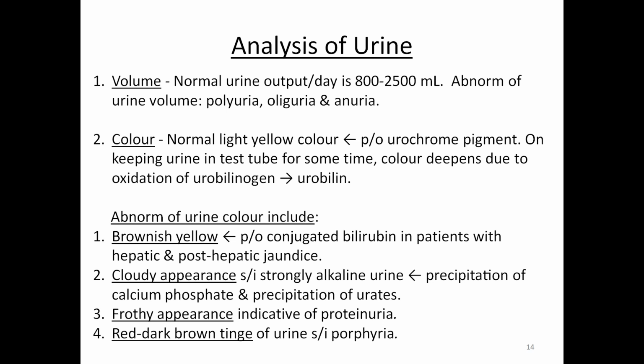It could have a cloudy appearance seen in strongly alkaline urine sample due to precipitation of calcium phosphate and that of urates. It could have a frothy appearance, which means there is proteinuria, or it could have a red dark brown tinge, which is seen in porphyria.